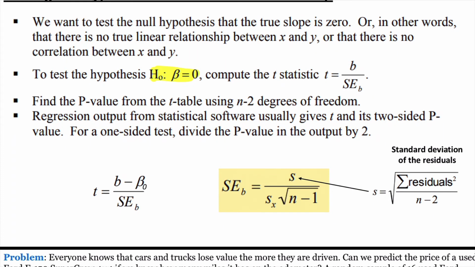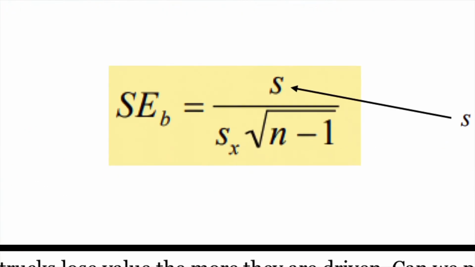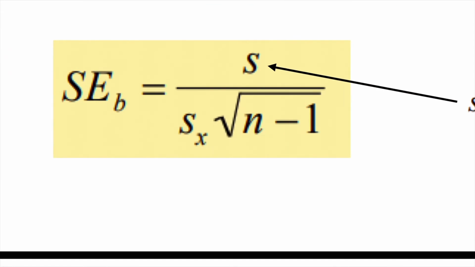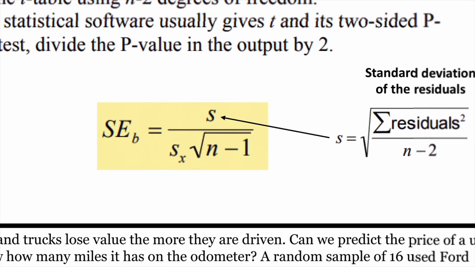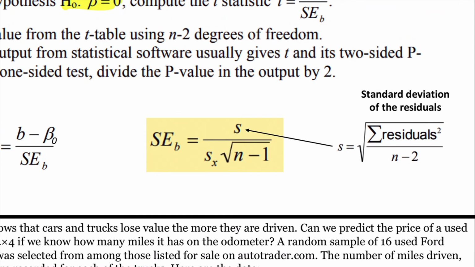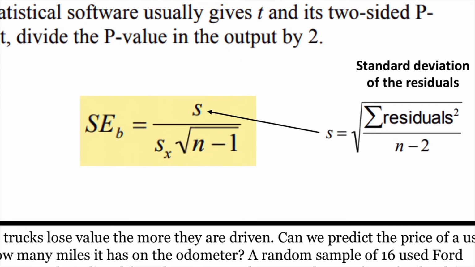We have to find the p-value from the t-table using n minus 2 degrees of freedom. I'll show you how to do that. Regression output from statistical software usually gives t and its two-sided p-value. For a one-sided p-value, we need to divide the p-value in the output by 2 or use the table. They actually show you how to calculate this, and it's not hard, because if you put your data in L1 and L2, they'll give you these things, but you won't have to calculate it. I just threw it in there in case you were curious.